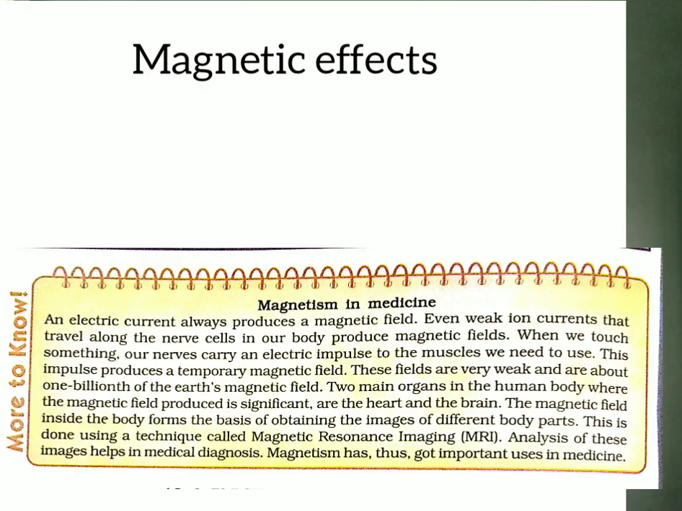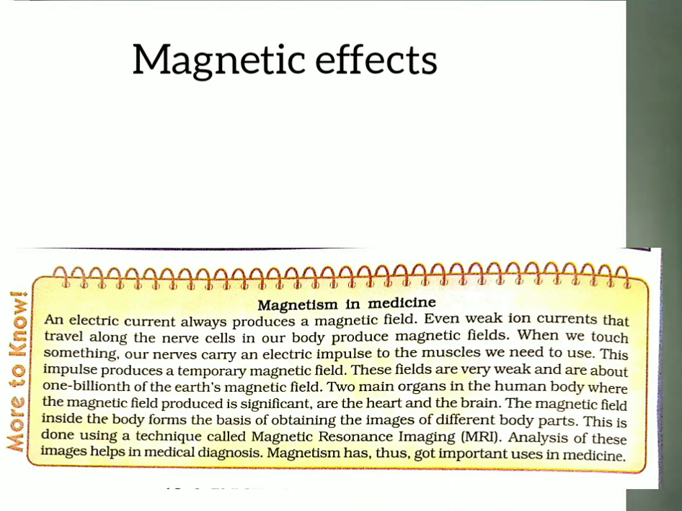Good afternoon, students. Look at the column in the textbook, "more to know." Here they have given the importance of magnetic field in the medicine field. Two main organs in the human body, the heart and the brain, produce a magnetic field. And the magnetic field inside the body forms the basis of obtaining the image of different body parts, and this is done using a technique called magnetic resonance imaging, that is MRI.